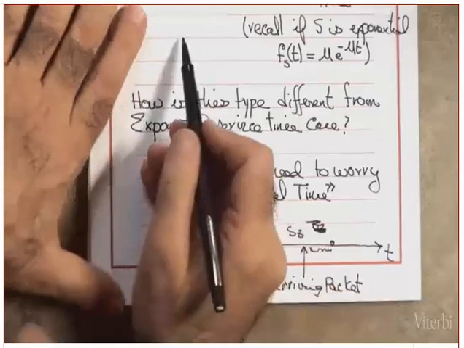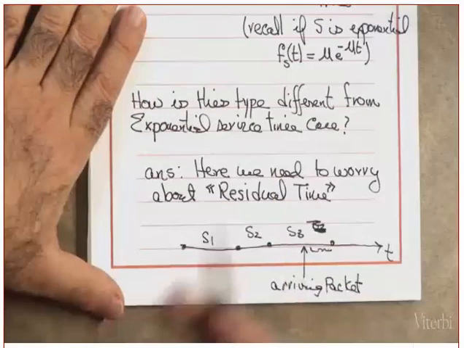What is E of R? E of R stands for the expected residual time. On the average, how much is this?